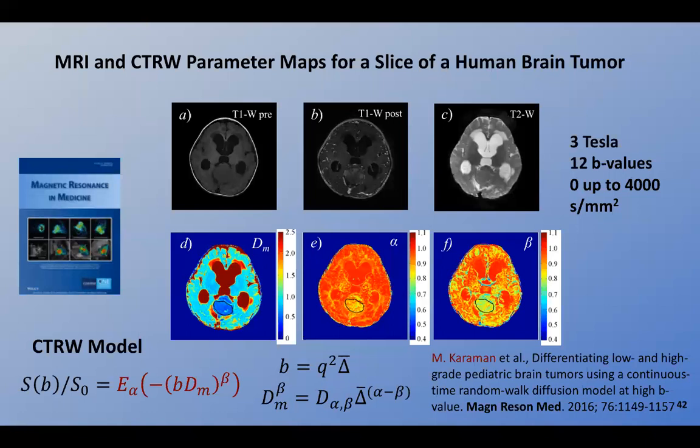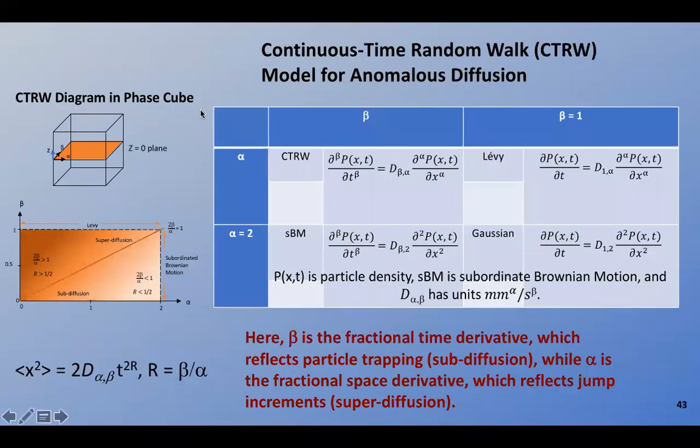But just to sort of wrap things up here, I want to try to put into context these different models. So here's the phase diagram that I talked about earlier. That's this orange slab here. This is the beta and alpha. And beta and alpha are the time and space derivatives that I've been talking about.